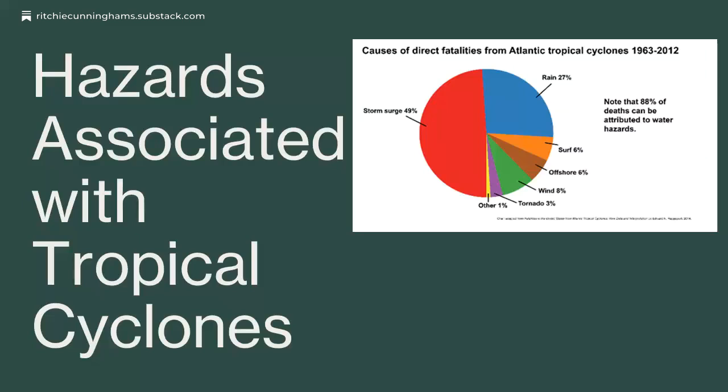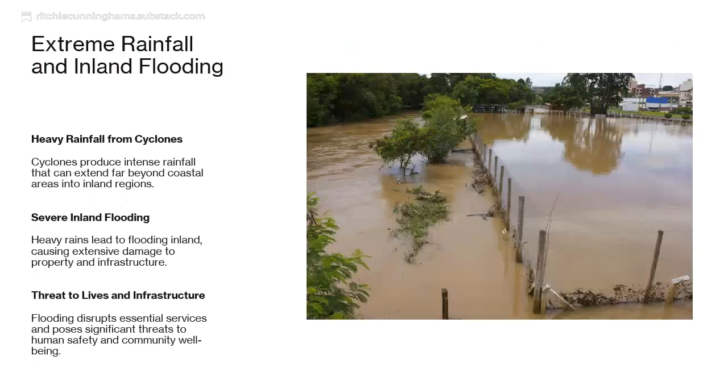Names are reused every 6 years, but particularly destructive or deadly storms have their names retired to avoid confusion and out of respect for victims.